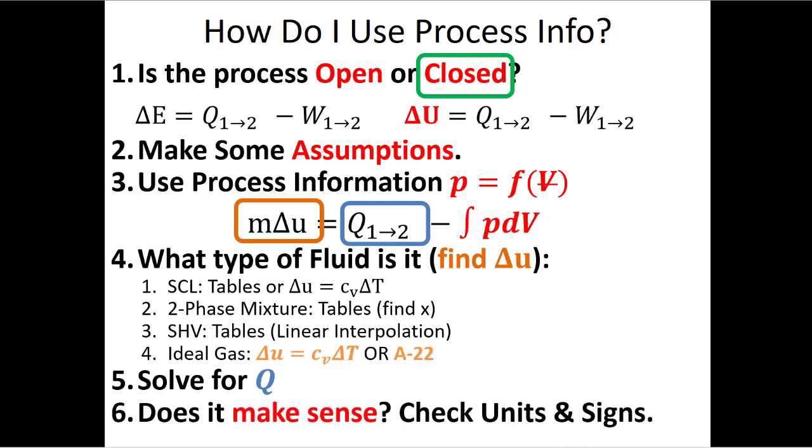Then I have to pause and reflect. I say, does it make sense? Does the sign make sense? Heat in is positive and work in is negative. Do the signs that I'm getting in my analysis match my physical understanding of the process? Then, did my units make sense? Did I carry my units all the way through my calculations? Did I make the conversions correctly? Or am I adding BTU to foot-pounds?